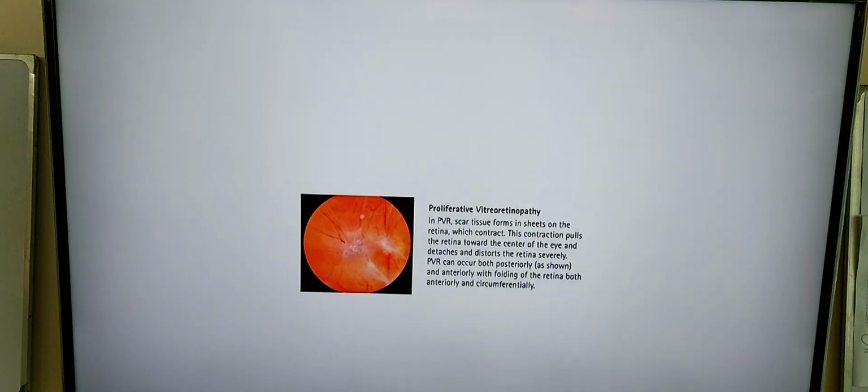I found this picture on YouTube. It also gives a concept of understanding proliferative vitreoretinopathy. In proliferative vitreoretinopathy, scar tissue forms in sheaths on the retina which contracts. When this scar tissue contracts, this contraction pulls the retina towards the center of the eye and detaches and distorts the retina severely. And proliferative vitreoretinopathy can occur both posteriorly and anteriorly, with folding of the retina both anteriorly and circumferentially.